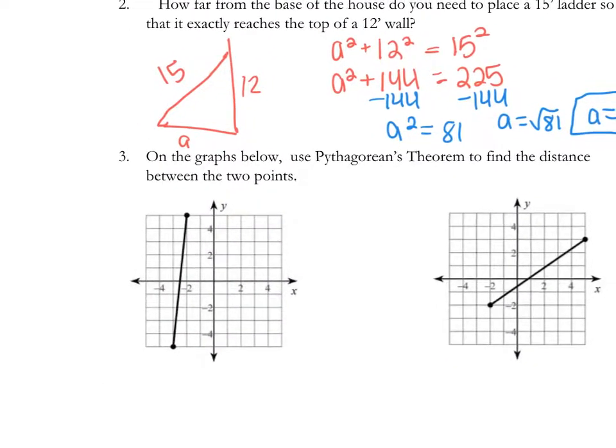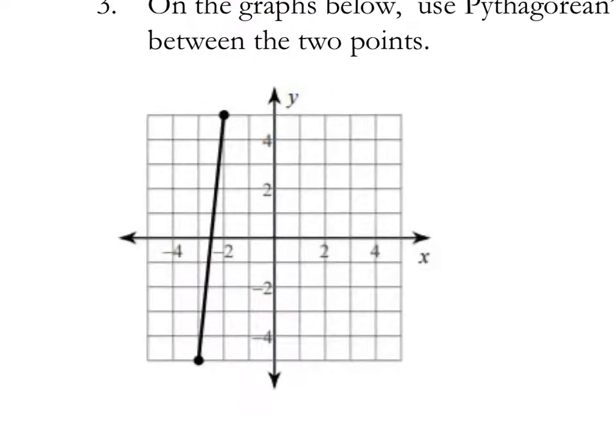Question 3 says, on the graph below, use Pythagorean's theorem to find the distance between the 2 points. This is where you need to draw your triangles. So draw in your triangle. Here I have my 2 legs, and I'm always looking for my hypotenuse, or my c. So I have a 1, and then again I'm counting the spaces here. So 1, 2, 3, 4, 5, 6, 7, 8, 9, 10. So the length of this is 10.